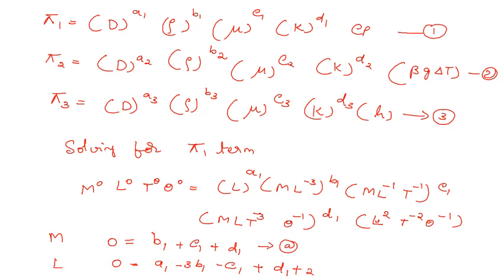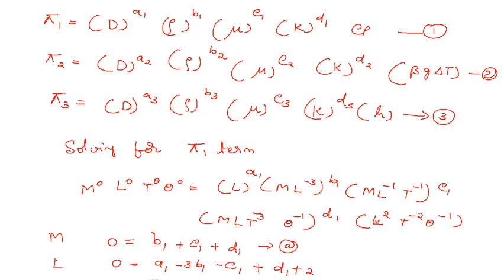Did you understand where I got this from? If you see here, for density L is minus 3, and that has been brought over here. For viscosity L is minus 1, that's why minus c1. And similarly here, L is 1, sorry, L is 1, so that's why I wrote d1. And here L is 2, that's why it has been written here. I hope that is clear.